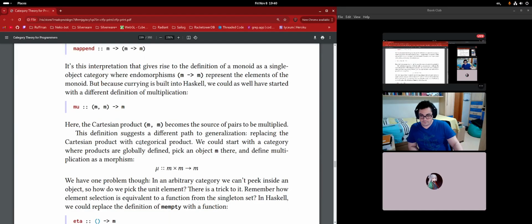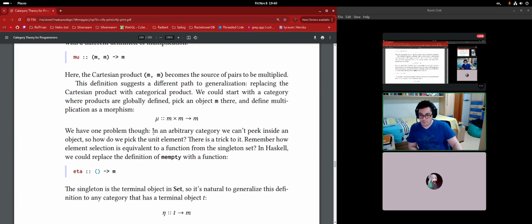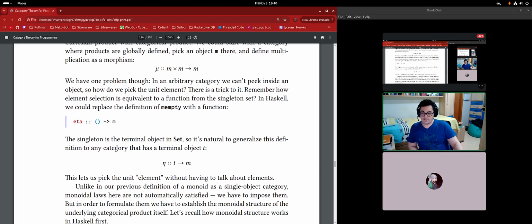But anyway, let's continue. So we have a problem. In an arbitrary category we can pick an object, but how do we pick the unit element? There is a trick, which again is using the singleton set. We are basically going to implement a function that, given a value of unit type, will return us mempty. The singleton is a terminal object in Set, so it's natural to generalize the definition for any category.